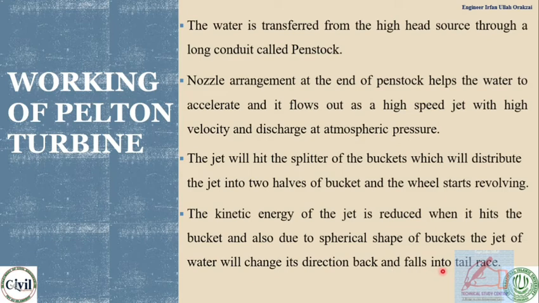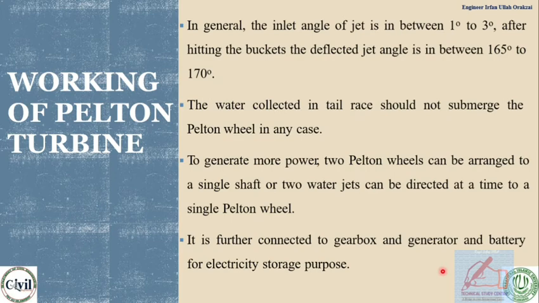back and falls into the tail race. Tail race means a huge pipe going in the outward direction, which collects all the incoming water after hitting the bucket. In general, the inlet angle of the jet is between 1 degree and 3 degrees, while after hitting the buckets, the deflected jet angle is between 165 and 170 degrees. Means totally opposite, roughly 180 degrees. So not 180 but near 170.